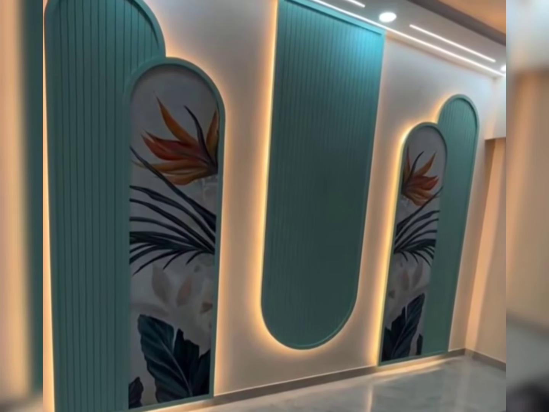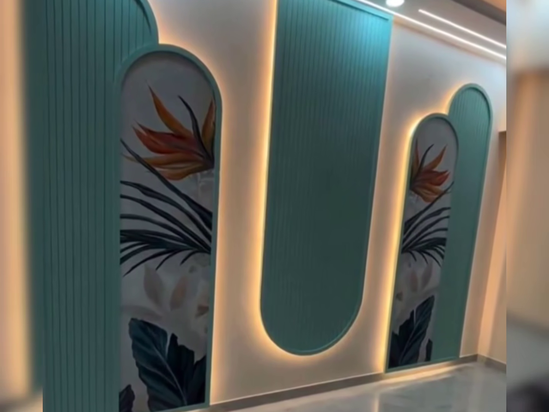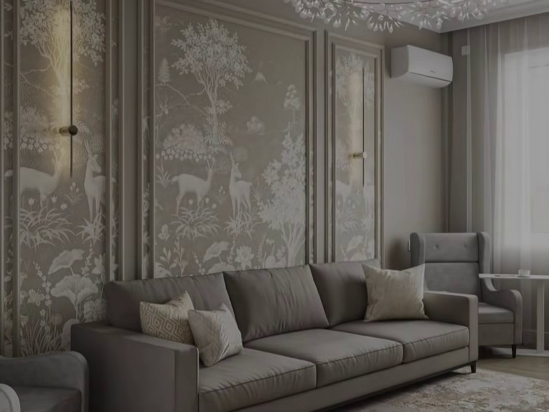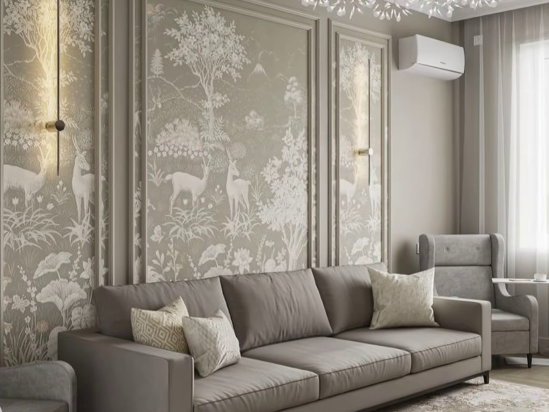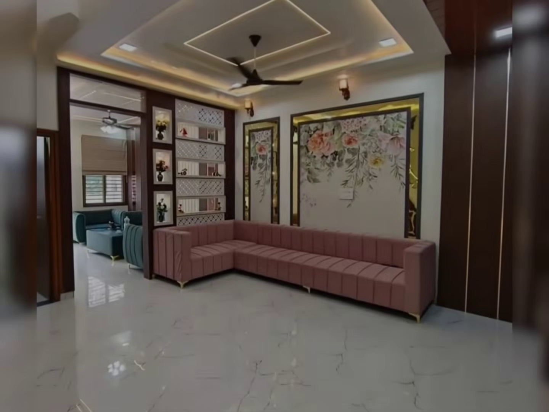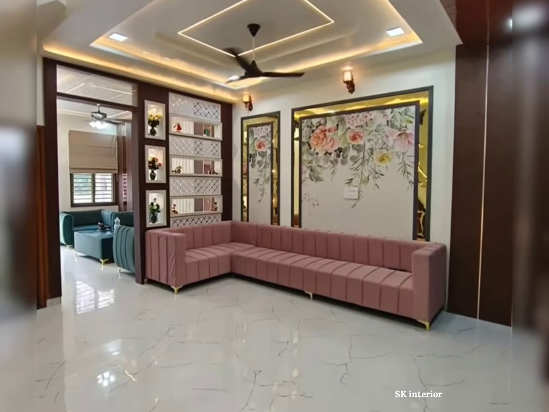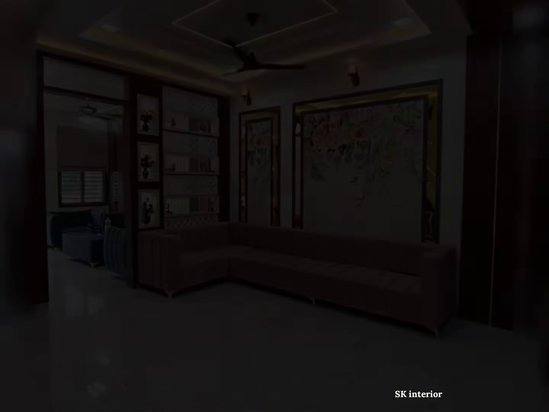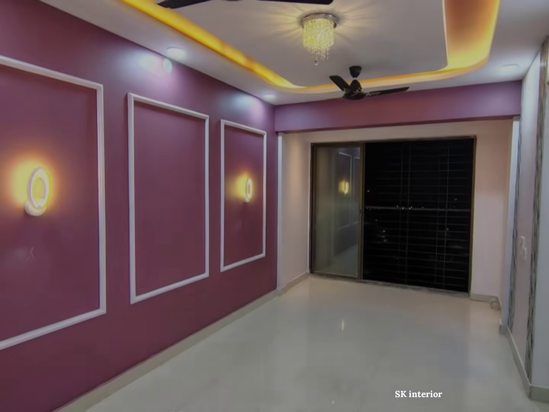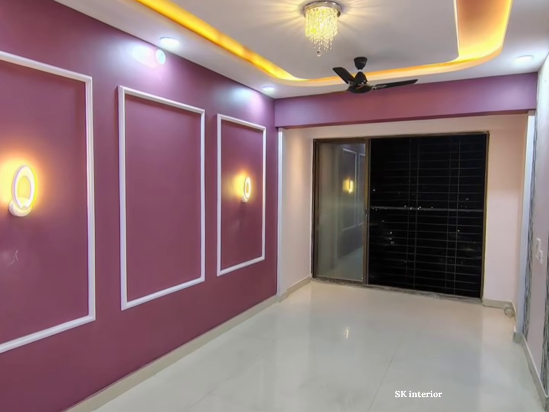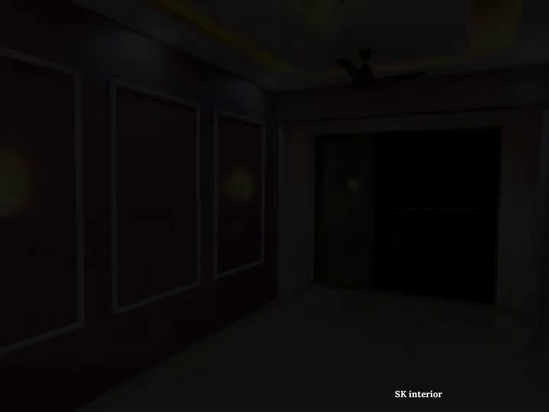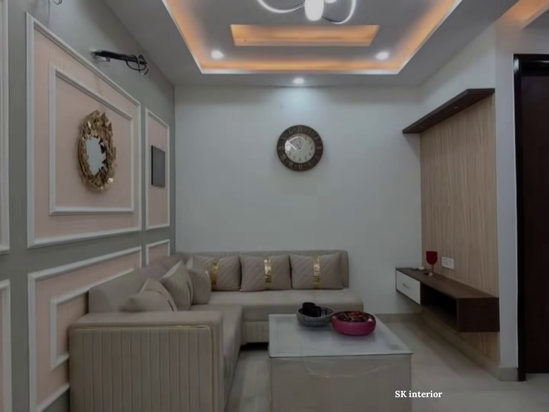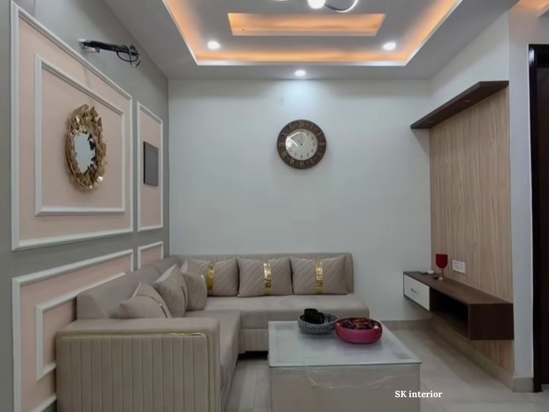If you want your home to look luxurious, stylish, and modern without spending too much money, then this video is just for you. Today we're going to talk about the importance of wall molding designs, the benefits and advantages, different types of wall moldings, the latest design ideas, and most importantly, the price in India. So make sure you watch this video till the end, because it will completely change the look of your walls.